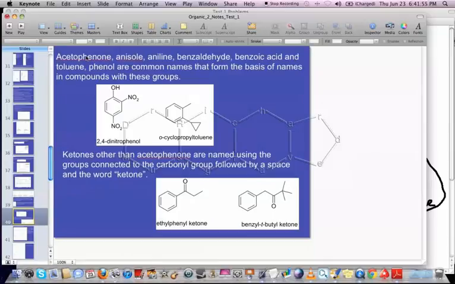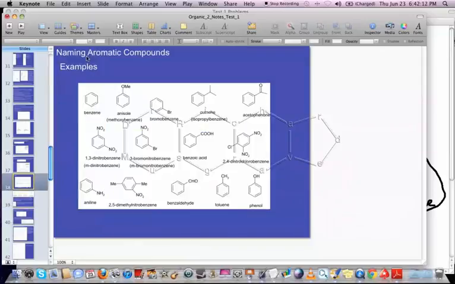There's certain ones that we talk about: acetophenone, anisole, aniline, benzaldehyde, benzoic acid, toluene, and phenol. And you're just going to have to know their structures because they form the basis for many different names. For example, we've got anisole, acetophenone, benzoic acid, aniline, benzaldehyde, toluene, and phenol. Those are the ones we need to know.